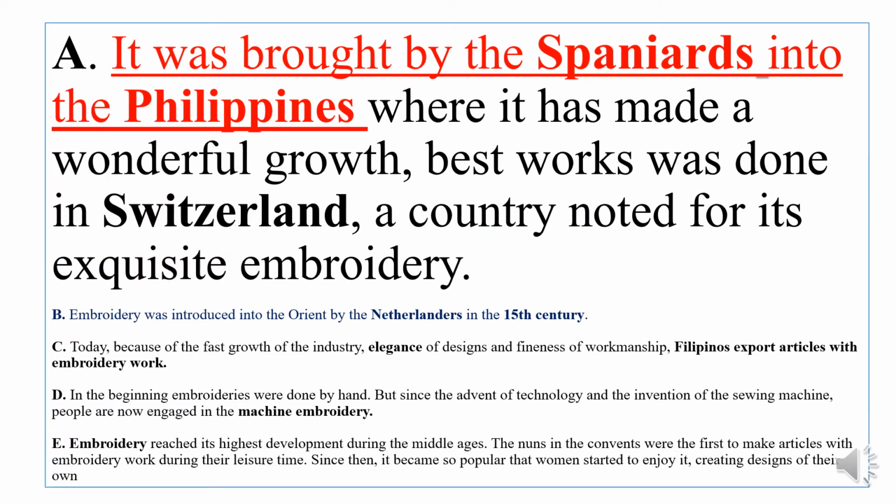next is letter A. So it was brought by the Spaniards, or the embroidery was brought by the Spaniards into the Philippines when they colonized us. And nagkaroon po ng wonderful growth since Filipinos are naturally creative. And during the time, best works was done in the Switzerland. But tayo naman po, as of now, so we could consider po that Philippines is one of those countries na nagpo-produce ng mga good and quality embroidery articles.